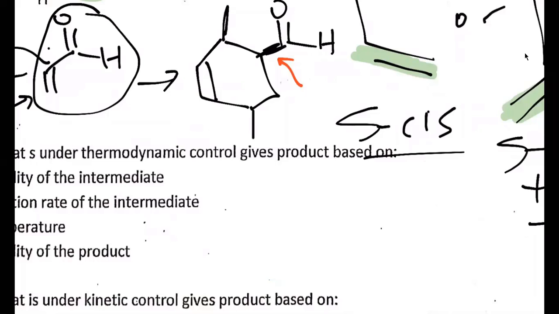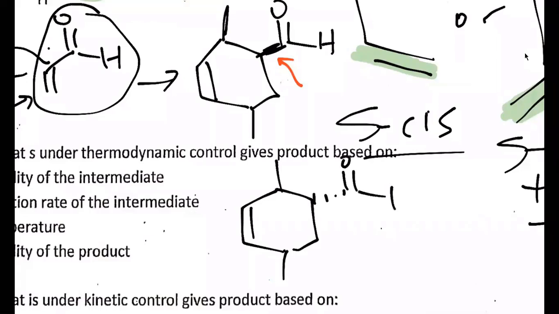You'll have a product where that's wedged, and then you'll have another product here where that's dashed. Right, and both. What's the reason again? Say again, what's the reason? Do you agree that this is a chiral center?